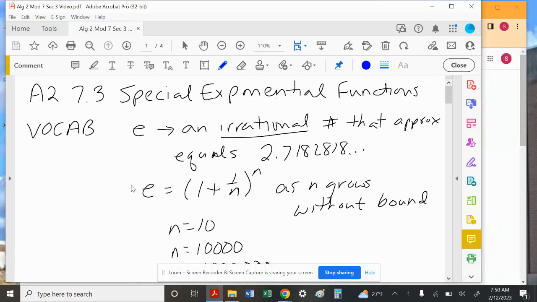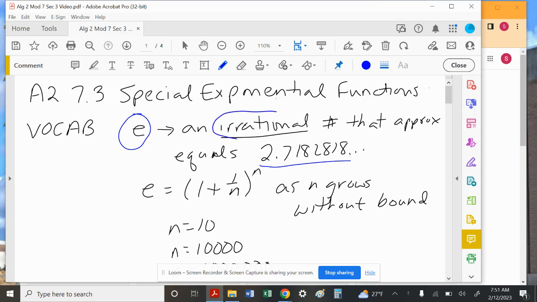Okay, let's get into the next section, which is 7.3, special exponential functions. And the first thing that we are going to look for in this case is the function e. So e is what is known as the exponential function, and it's an irrational number that is approximately 2.7182818, and then it continues on forever.